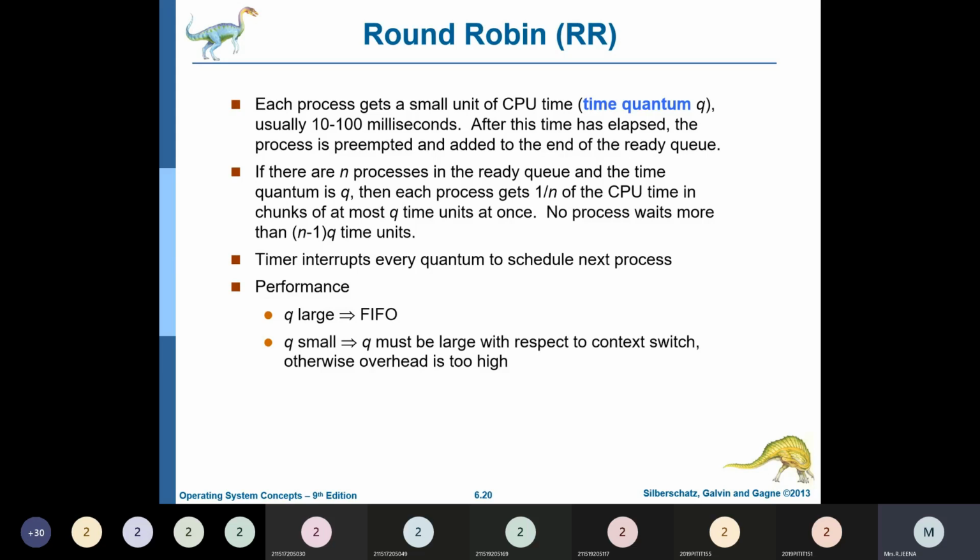If there are n processes in the ready queue and the time quantum is q, the time quantum being what I said like 3, then each process gets 1/n of the CPU time in chunks of at most q time units at once. No process waits more than (n-1)q time units. A timer interrupts every quantum to schedule the next process. When the time quantum is very large, first in first out is followed. When the time quantum is very small, we can go with this.